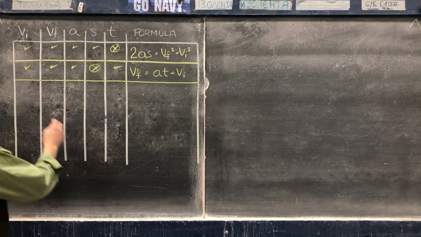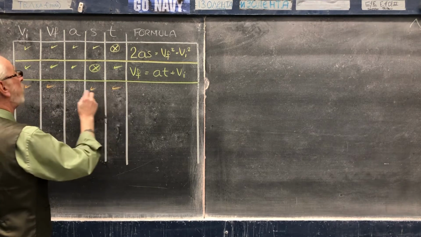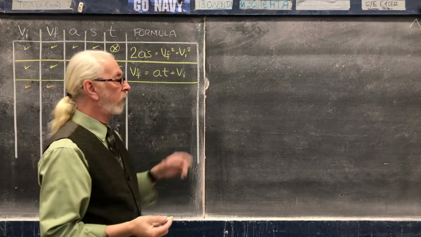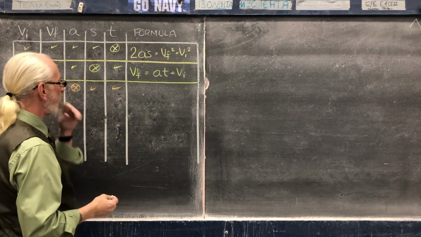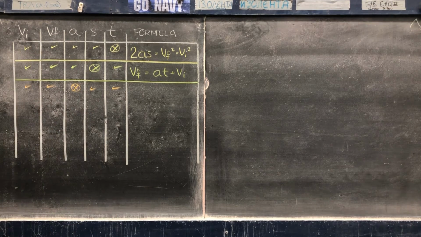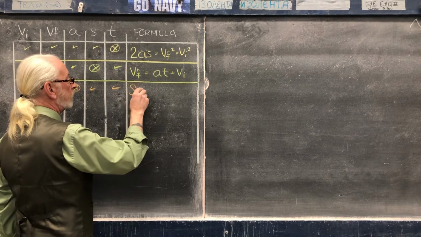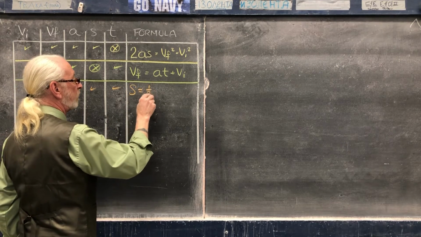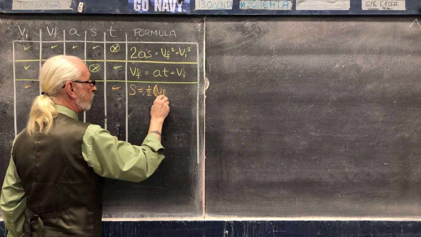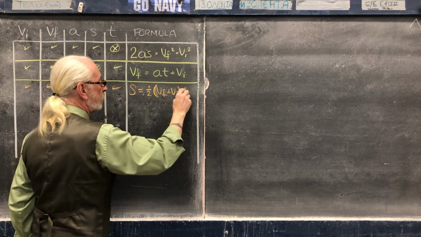Or you could have initial velocity, final velocity, got displacement, trying to figure out time, but acceleration itself is not figuring in, in which case we would go to displacement equals 1/2 (VF plus VI) times T.